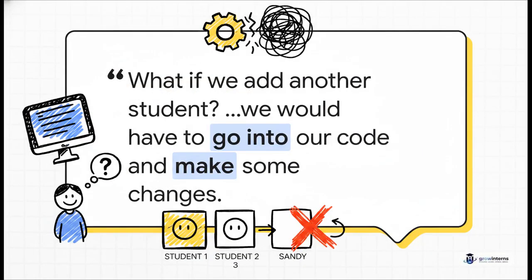And this quote just hits the nail on the head. We hard-coded that number 3 right into our loop. What happens if we add Sandy to our students array? Well, our loop is still going to stop at 3, and it'll never even see her. We'd have to go back and manually change the code every single time. And trust me, that's just asking for bugs and headaches.